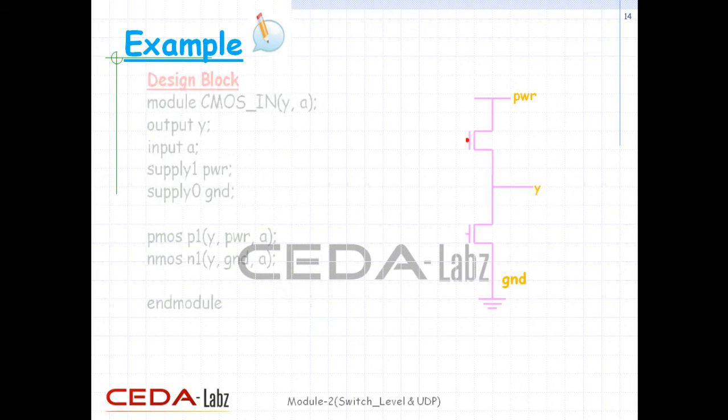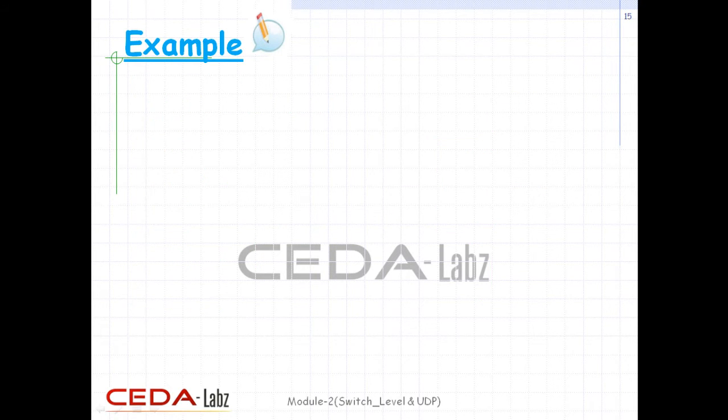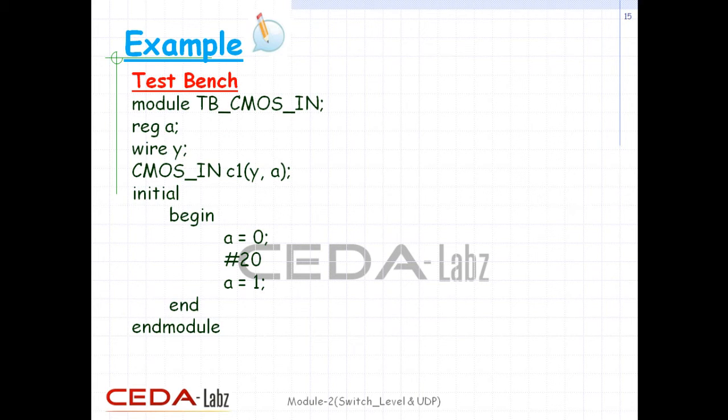Here is the switch level Verilog code and circuit diagram for the CMOS inverter. Here also we will start in the same manner and instantiate PMOS and NMOS accordingly. As we can see from the figure, for this PMOS, output is Y, data is PWR, and control is input A. Similarly, in case of NMOS, output is again Y, data is ground and control is A. At the end, the module is terminated by end module. And here is its test bench.